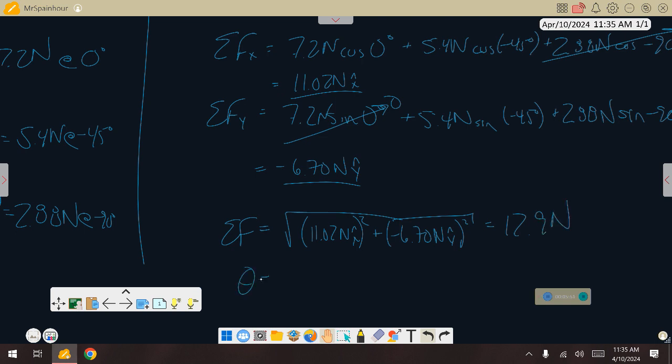And the angle should be the inverse tangent of the y, which is negative 6.70 newtons y hat, over 11.02 newtons x hat. And we get an angle of negative 31.3. I'll say negative 31 degrees. And I should probably check to make sure that angle is correct. Does it make sense that it's in the 4th quadrant? Yes, because that's negative, and that one up there is positive. So positive x, negative y should be down in the 4th quadrant. There you go.